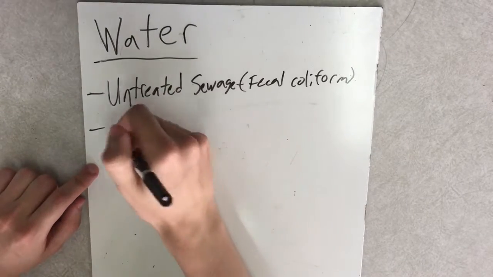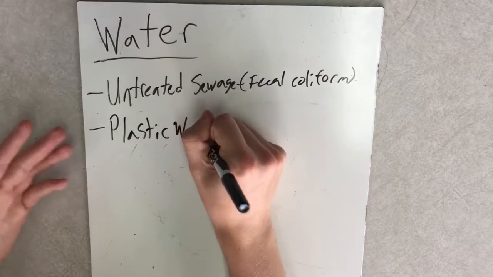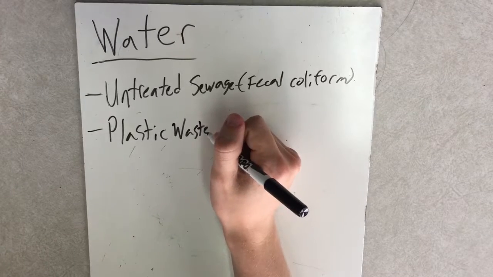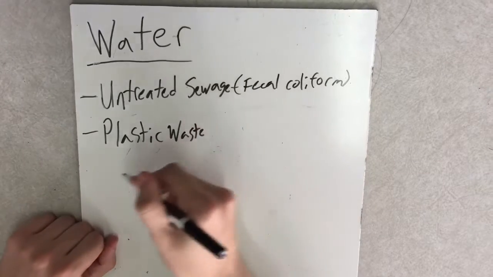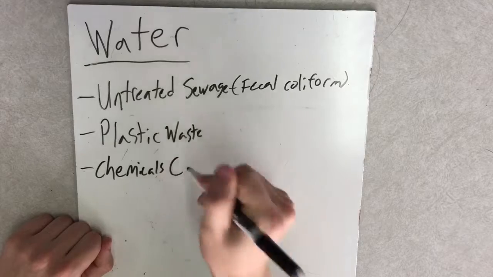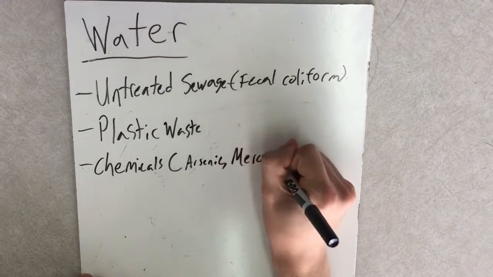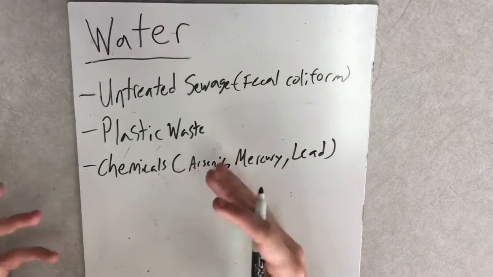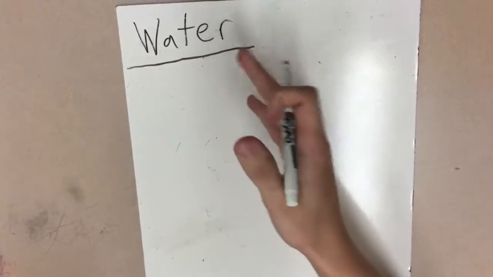Okay. Another type of water pollution is plastic waste. Now you've probably heard about plastic waste, like it gets in the seas, and when marine organisms eat them, they can choke on them, and that's a problem. And so, yeah, it's a pollutant. There's chemicals such as arsenic, mercury, and lead, and these all get into the water and mix with the water and can cause harm to ecosystems.